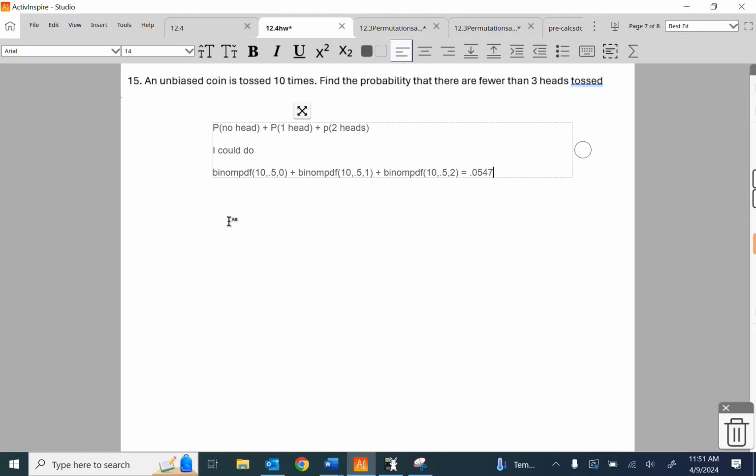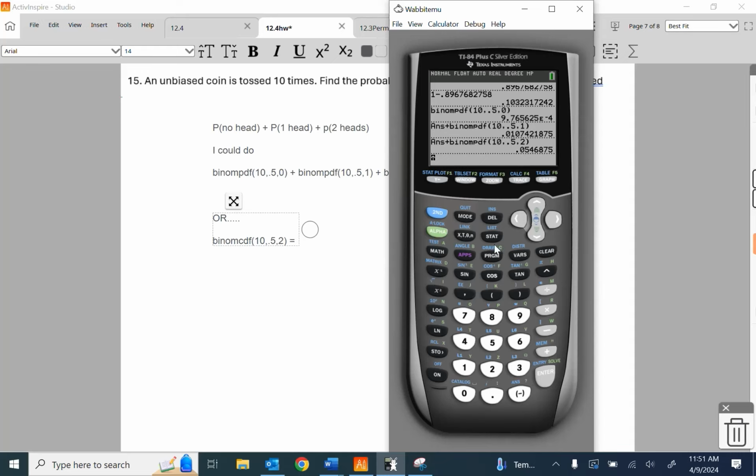Now, I could do that. Or, and hear me out, I could use the cumulative density function. Binom CDF. And this time it'd be 10, 0.5. And I would just put a 2 in there. I should get the same thing. If my brain's working right, I should get the same thing. If it's not, Milbrath needs to delete everything I've just recorded. And I'm having one of those days. So 10, 0.5, 2. Good. Same thing. 0.0547.